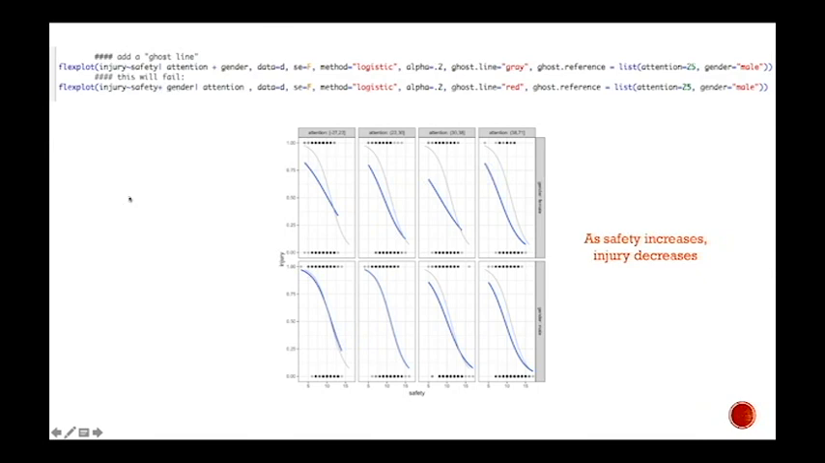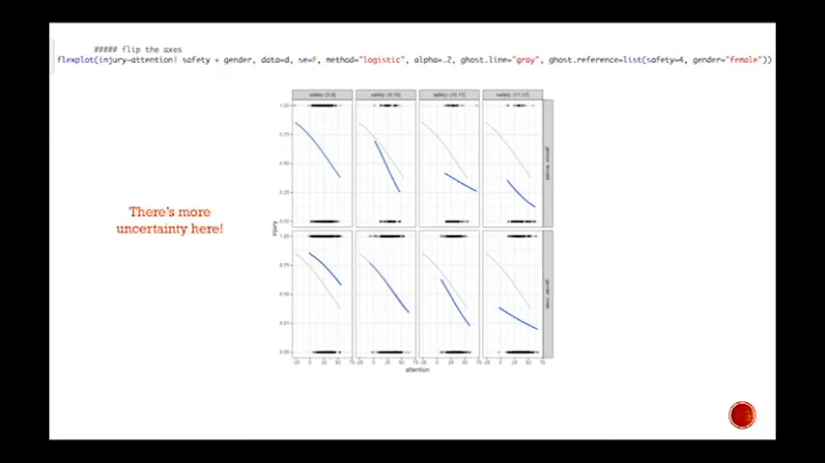And by the way, like this note says right here, this will fail. I'm saying injury tilde safety plus gender. One of the unfortunate consequences of having a ghost line is you can't put a second thing before the vertical pipe. So safety plus gender will fail, and the reason is that normally when you put safety plus gender there, gender shows up as two separate lines, but we're adding a ghost line, so it would actually make three separate lines. That would just be confusing. So I said, you know what? If we're ever doing a ghost line, you can't have a second variable before the vertical pipe. Make sense? Instead, you've got to put it on the right side of it. So that will give you problems if you try it.